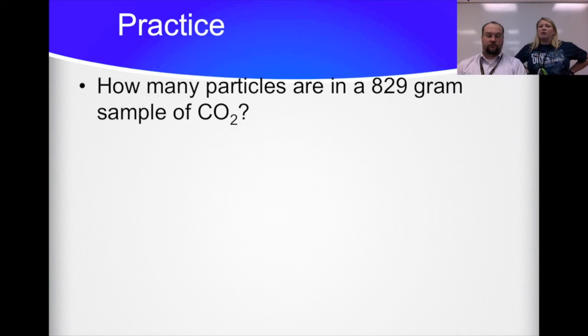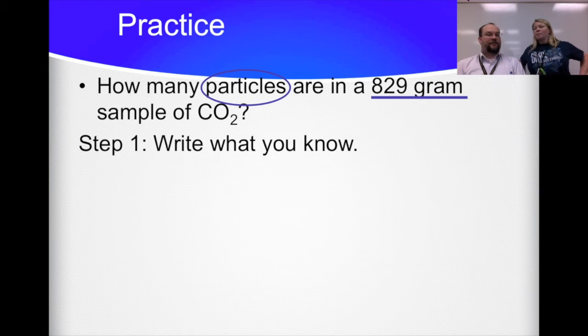Okay, here we go. How many particles are in a 29 gram sample of CO2? So we first circle what we're looking for. Underline where we're starting. Step one, write what you know. Well, what do we know? 29 grams of CO2. Step number two, make a T-chart.